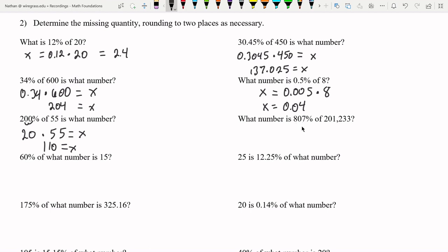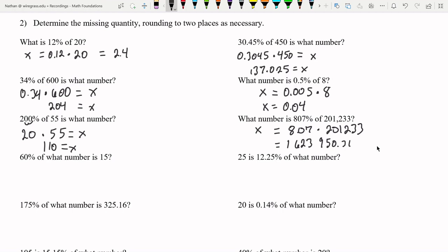The same thing is going to happen here. 807%, this is bigger than 100%, so we're going to expect a bigger number than this one. What number is 807% or 8.07 of 201,233? 1,623,950 and 31.